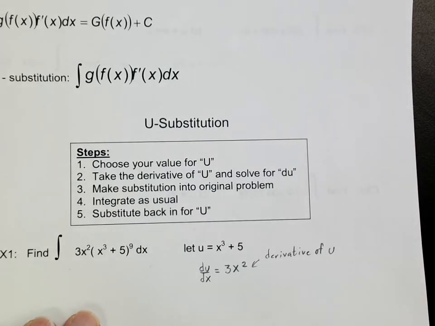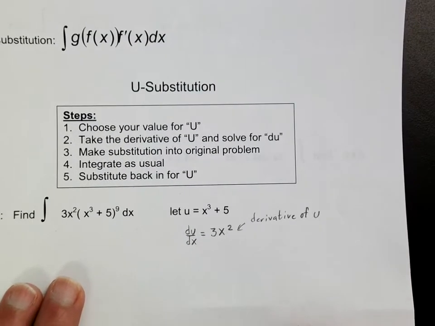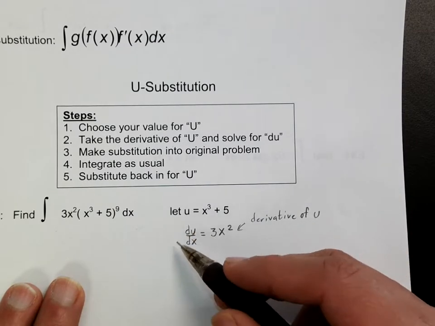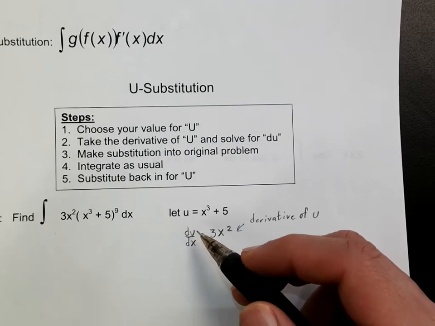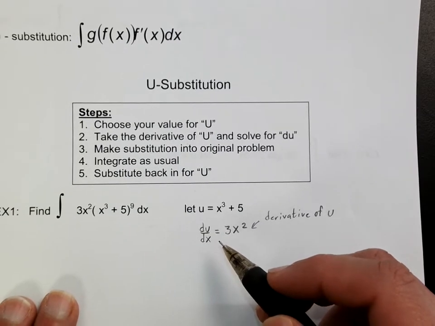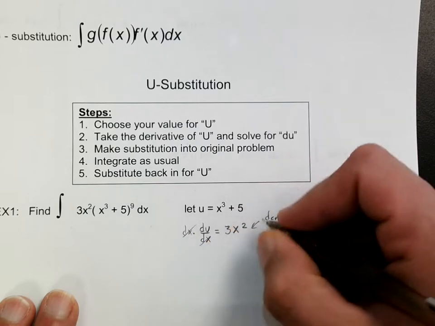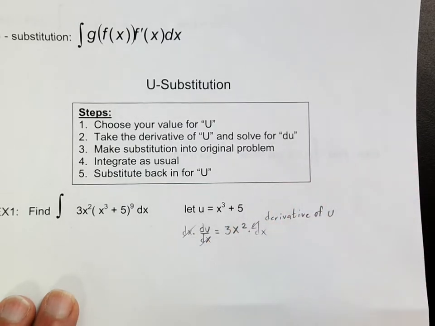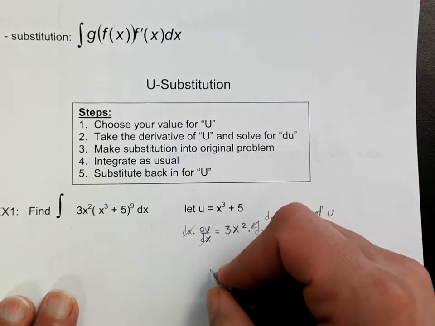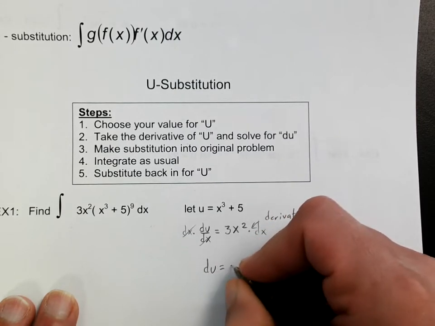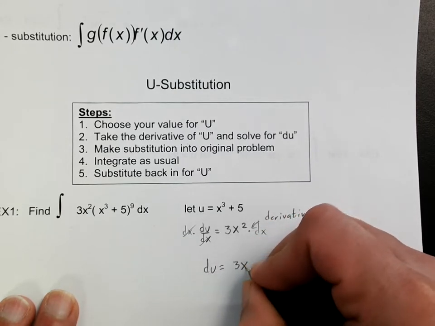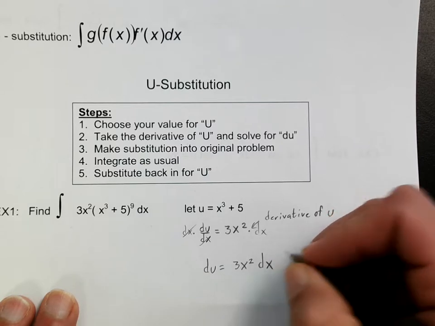Okay? Now the next part is, you're going to make a substitution into the original problem. This is how you're going to do that. Before you do that, this right here, I can treat this as a fraction. It's not really a fraction, but I can treat it as such. So if I multiply both sides times dx, what I'm going to get is that du is equal to 3x squared dx.